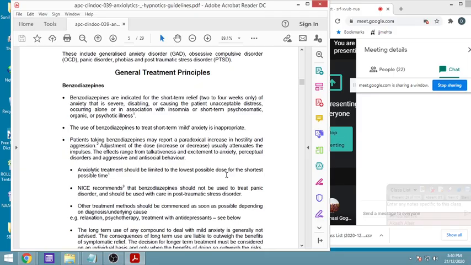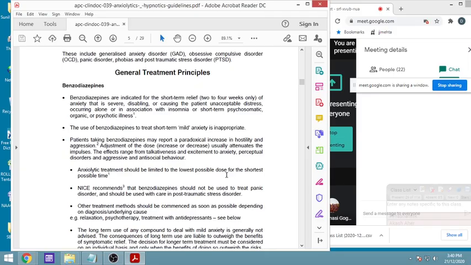Patients taking benzodiazepine may report a paradoxical increase in hostility and aggression. Paradoxical means we know that it is a CNS depressant. It should cause calmness, but it causes an increase in hostility and aggression. So we call it a paradox. Our belief, our knowledge, our basis says that it should cause CNS depression, but it causes the opposite.